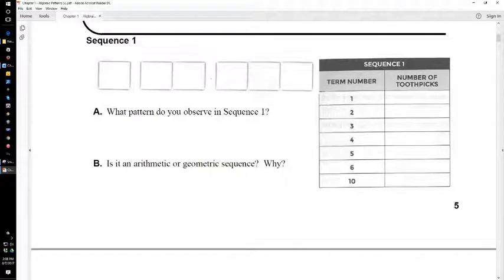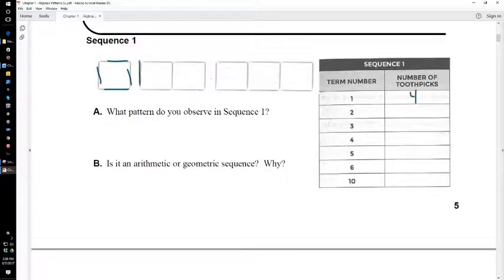Okay, this is Algebraic Reasoning, Chapter 1.1. We're dealing with Sequence 1 right now. We have a series of toothpicks. This first one has 2, 3, 4 toothpicks. So I'm going to go ahead and fill out the chart. The first term has 4 toothpicks.